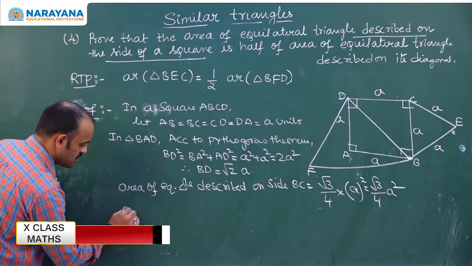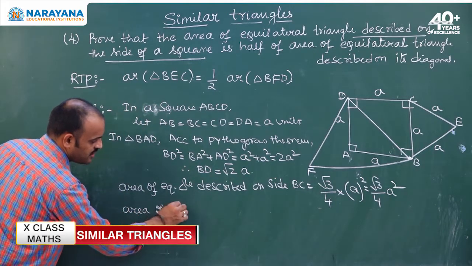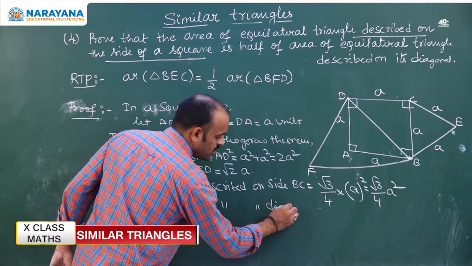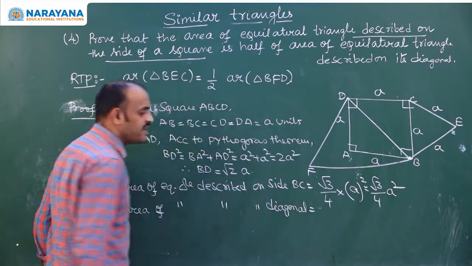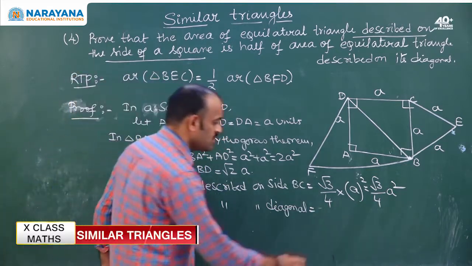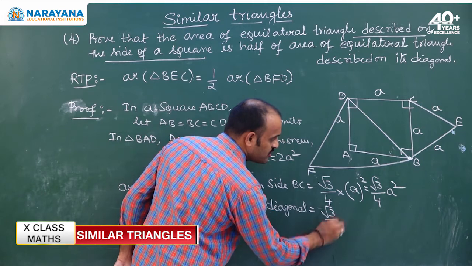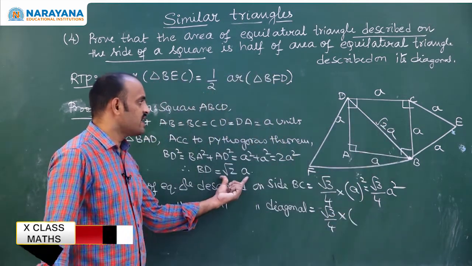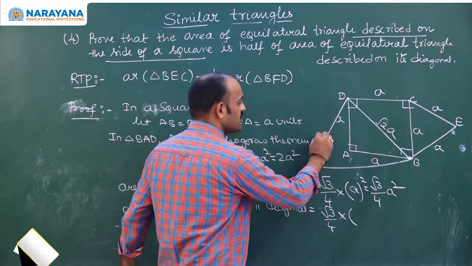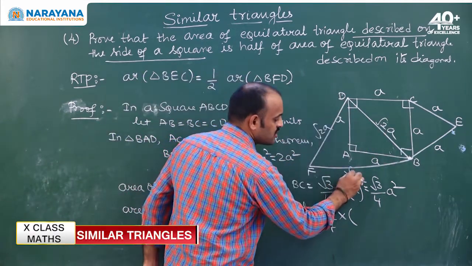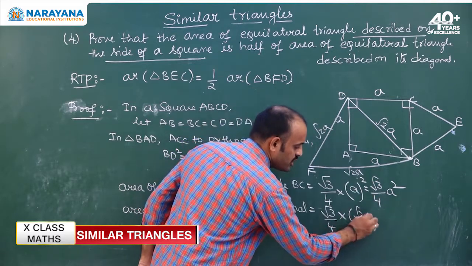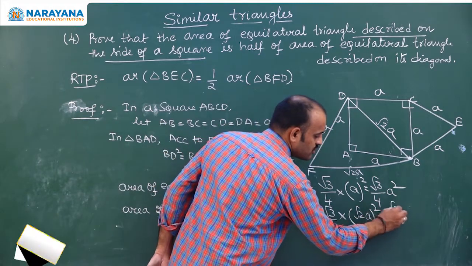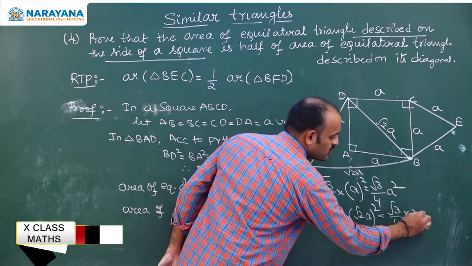Next, area of equilateral triangle described on the diagonal. What is the area of equilateral triangle formula? Root 3 by 4 into side square. So, what is the side here? Just now we got the side as root 2 times A. This is also root 2 times A. So, root 2 into A whole square. If I do this, it gives you root 3 by 4 into 2A square.